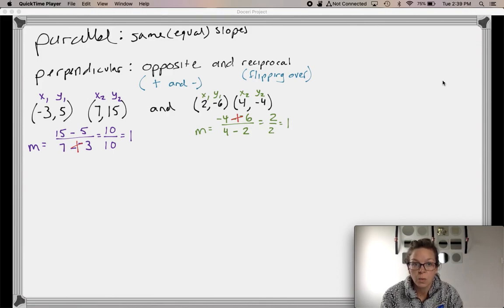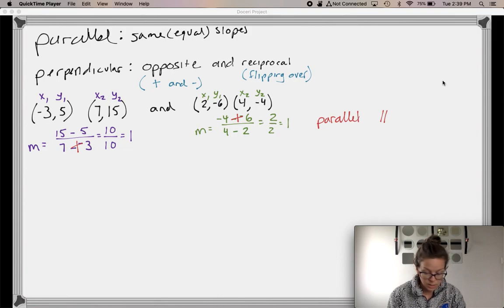To be parallel, we're looking for equal or the same. Are those two exactly equal to each other? Positive 1, positive 1. Yes, they are exactly equal to each other. So these two lines are going to be parallel, or we can use our geometry symbol for parallel as well.